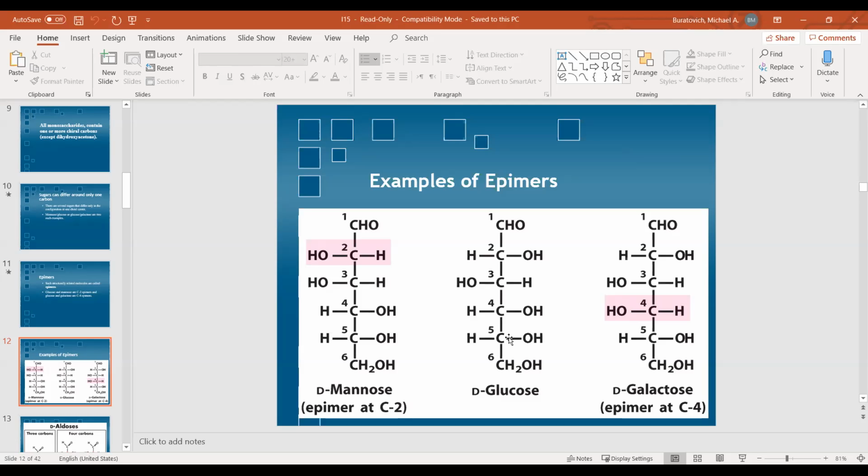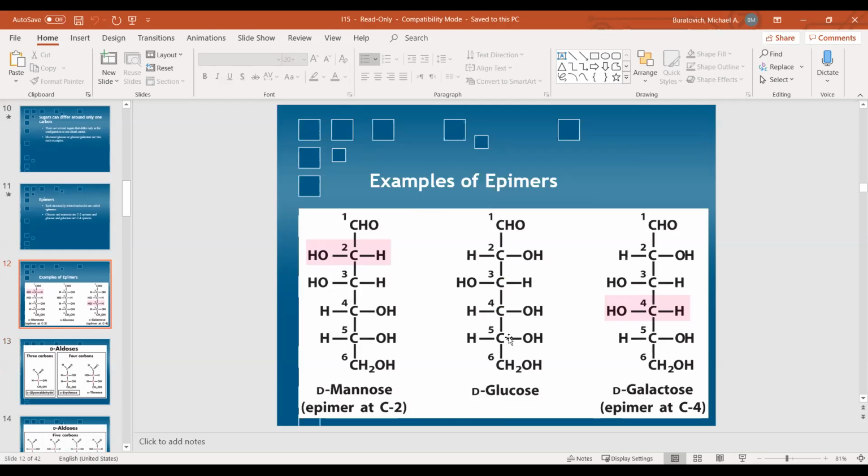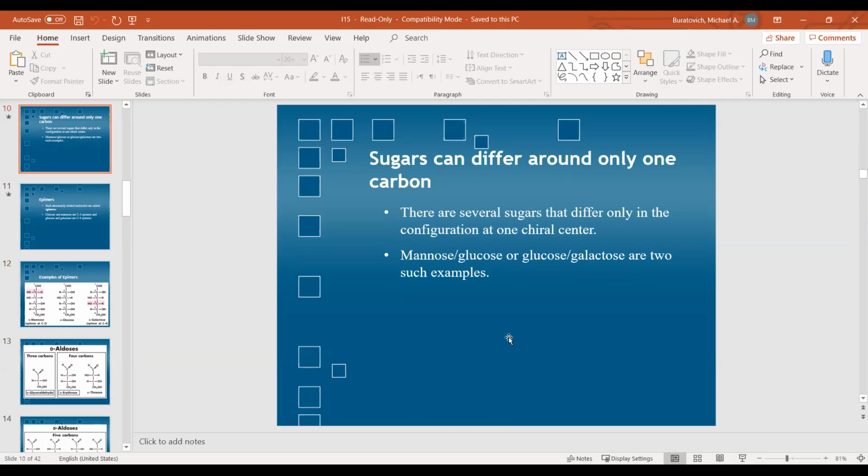C2 epimer of glucose. What about galactose? Same, same, not same. Same, same, same. Galactose is a C4 epimer of glucose. No, then it's not an epimer. By definition, epimers differ around one carbon and one carbon only.